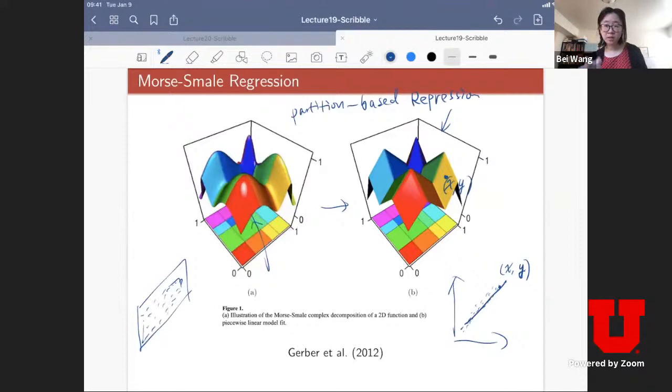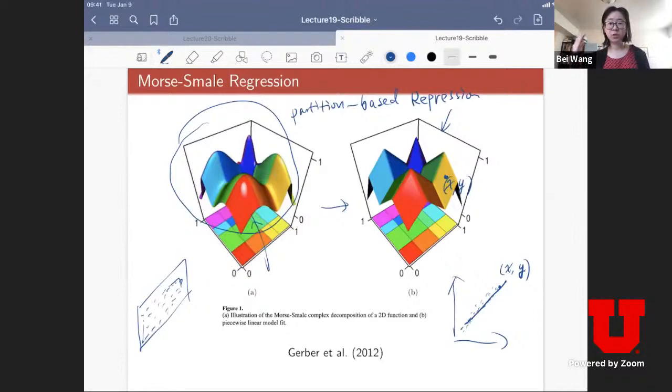For example, if I'm just using the most simple model, and my actual predictive function looks very curvy, and I try to fit it with, say, a single linear regression model, no matter how I fit it, it's not going to have a good fit, right? So in this particular case, it's much better to divide the domain into different pieces where each piece can fit a linear model nicely, right? That is really the philosophy of Morse-Smale regression.